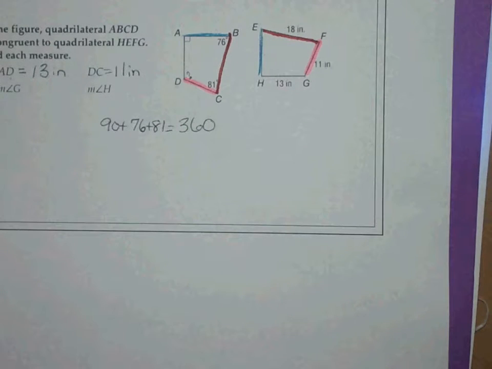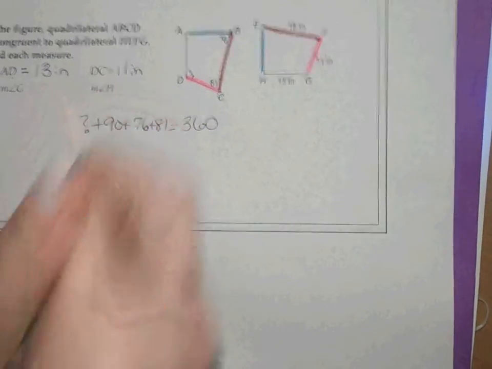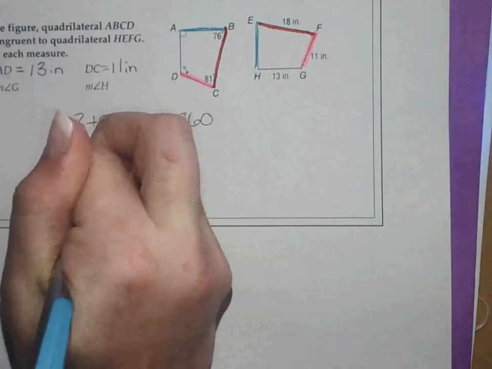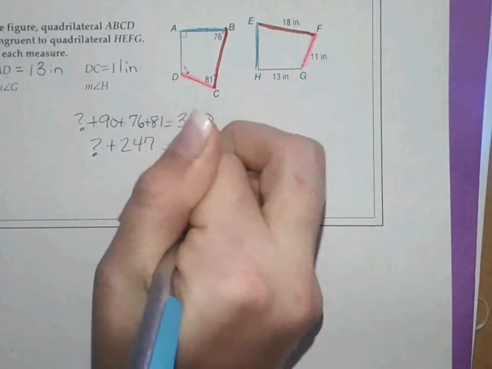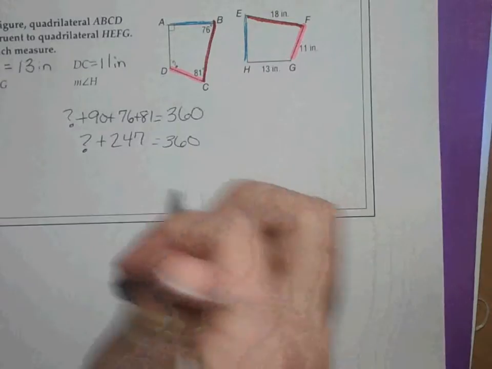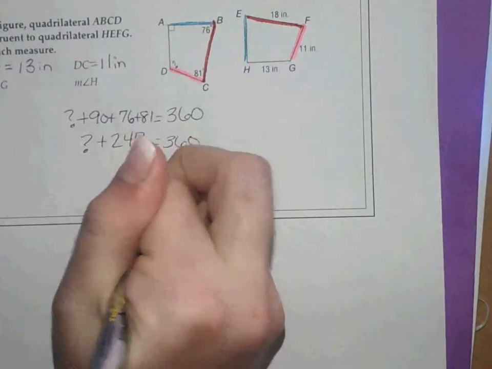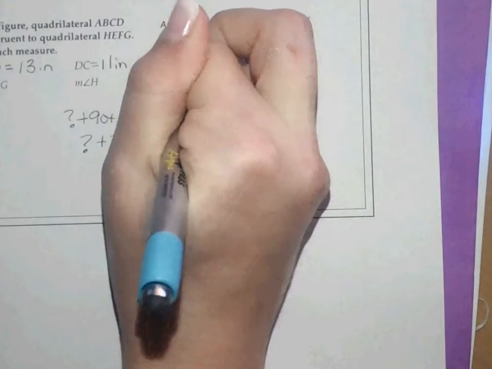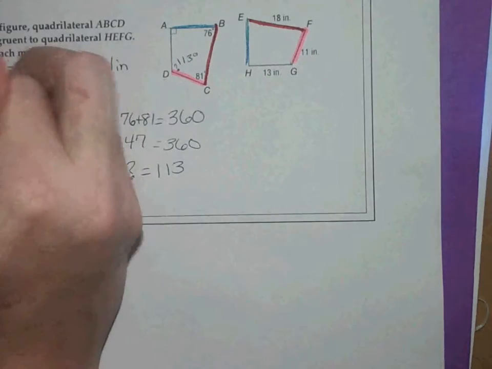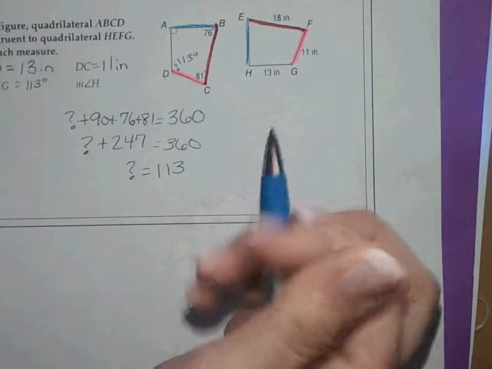Okay, so all I need to do to find that is add the question mark. That's 247 when we add those together. So all I need to do is subtract 360 minus 247, and I do get that that angle is 113 degrees. So angle G right here is 113 degrees as well.